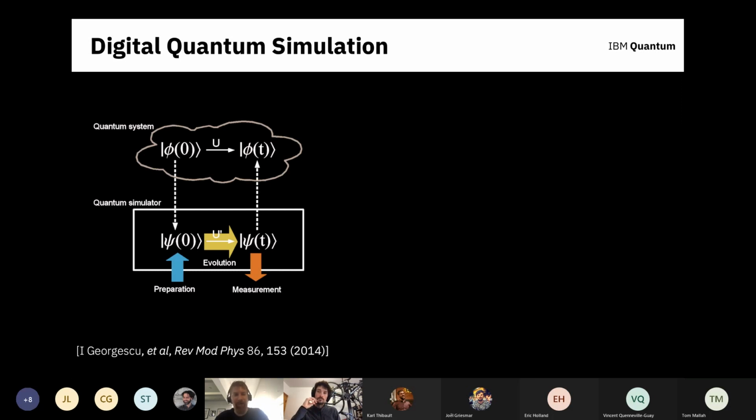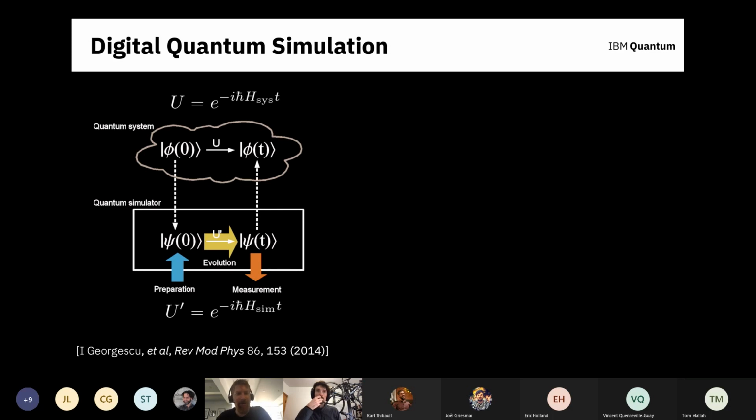Well, I can achieve the same thing if I can map that to another quantum system. So I can map my phi to psi, and I can do my evolution with this U prime instead. And I can do my preparation so that I get the same initial state in that mapped system. I do a different evolution that corresponds to that, and then I can measure it, map it back to something where I can get the answer.